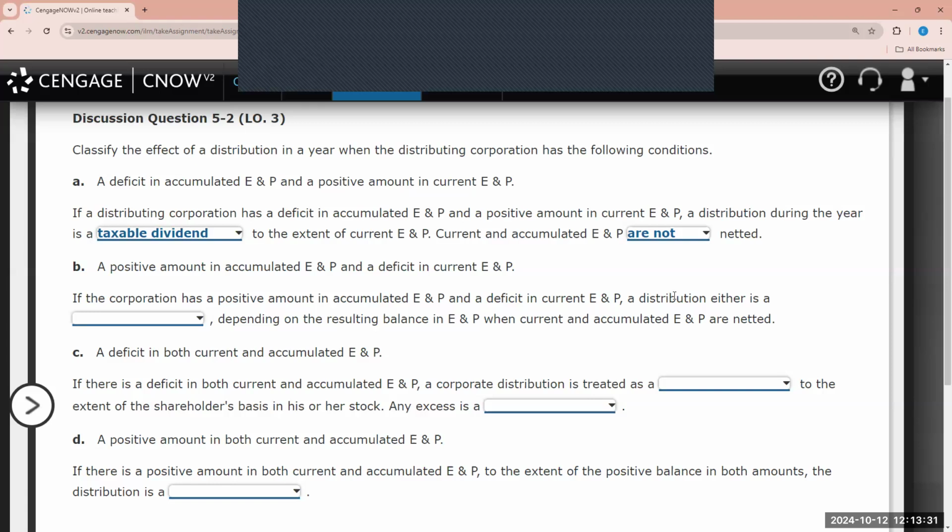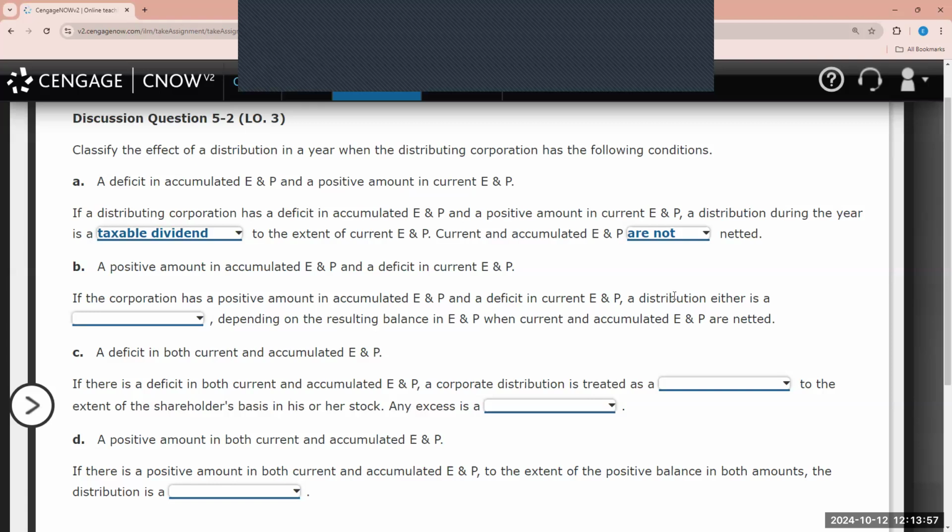So whenever there's a deficit in current and a positive in accumulated E&P, again, current and accumulated are netted, and any loss in the current E&P is deemed to have accrued ratably throughout the year unless the corporation can show otherwise. So when we net our current and our accumulated E&P, if the net amount is positive, then the distribution is a dividend to the extent of the balance.